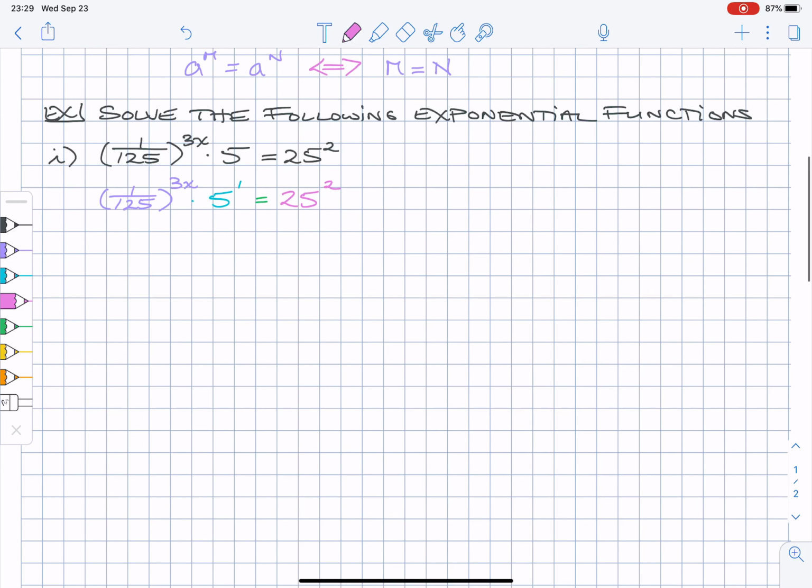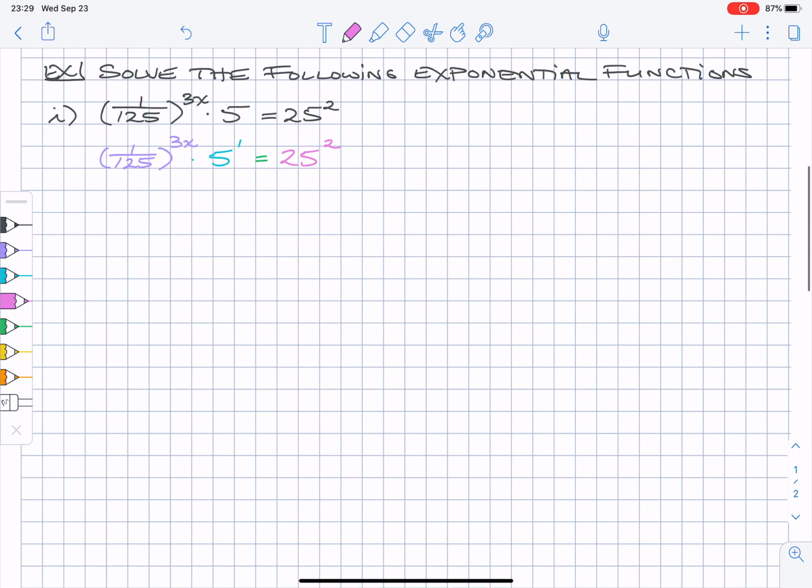Okay, so my goal: I notice that these are all powers of 5. So in the purple, this is really 1 over 5 cubed raised to the 3x power, times 5 to the first, is equal to 25, which is actually 5 squared. So I can write this as 5 squared, quantity squared. Now in the purple, parenthetical remark: 1 over 5 to the third, if I want to push that 5 across the division symbol into the numerator, I negate its exponent. Remember, when we push it either above or beneath the division symbol, we negate the exponent.